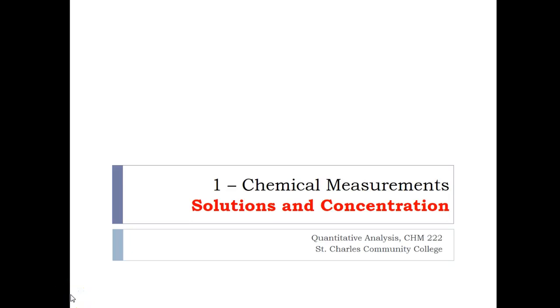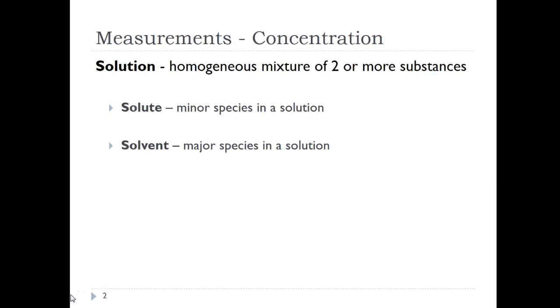This video will be a review of solutions and concentration, including units. So, starting off, vocab-wise, a solution is just a homogeneous mixture of two or more things. So we could have 47 things mixed together. As long as they're evenly mixed, it's a solution.